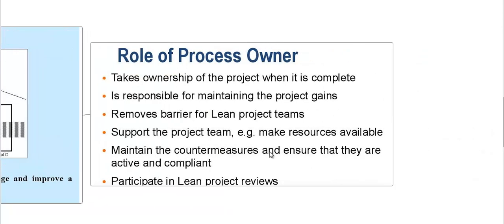The role of the process owner: take ownership of the project when it's complete, be responsible for maintaining the project gains, remove barriers for lean project teams, support the project team, for example, make resources available, maintain the countermeasures and ensure that they are active and compliant, and participate in lean project reviews.